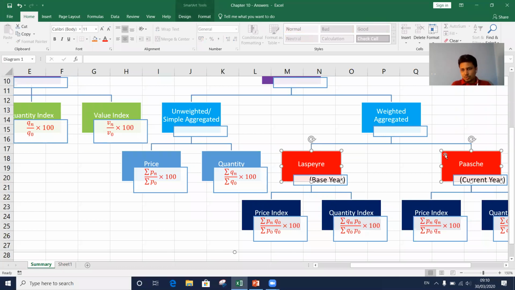These two, Laspeyres and Paasche, are two persons who produced these formulas.